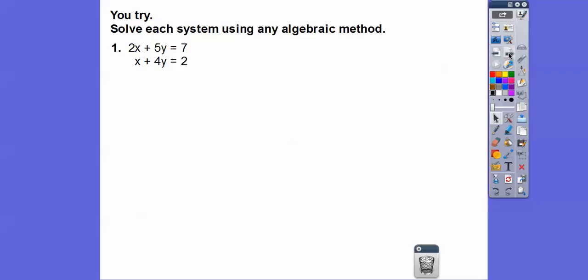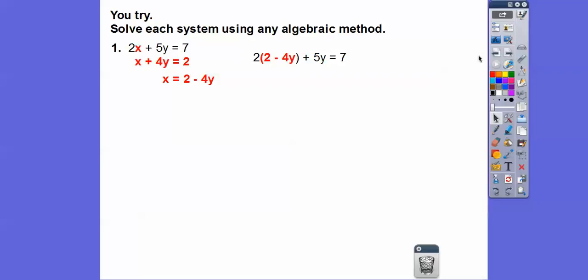All right, so let's solve this system using any method. I'm going to choose the substitution method because I have a 1x right there. So I subtracted 4y from both sides. So here it is, 2 minus 4y. And then I substituted that in for x right there. Now, most kids probably want to multiply this equation by negative 2, and that's cool. You'll get the same answer right there.